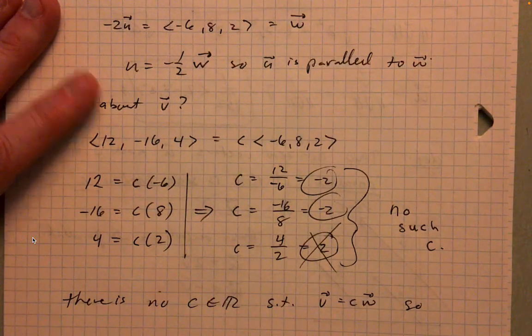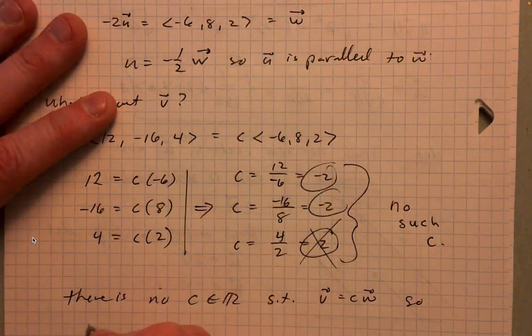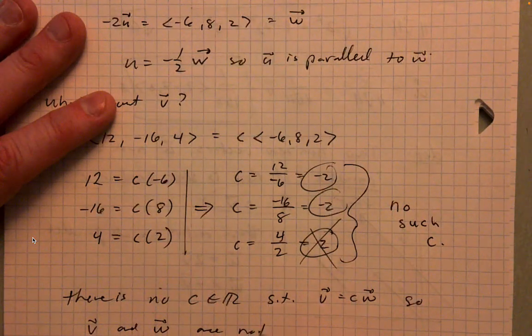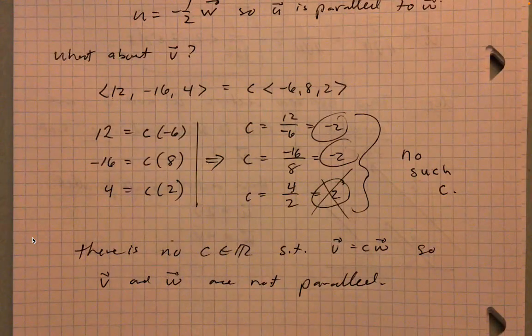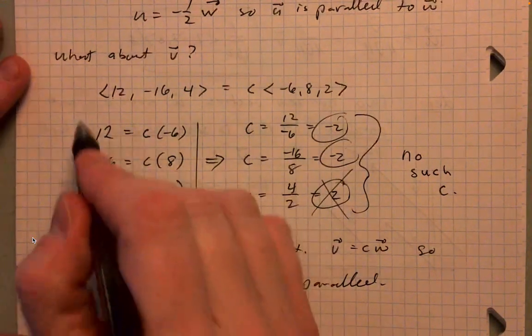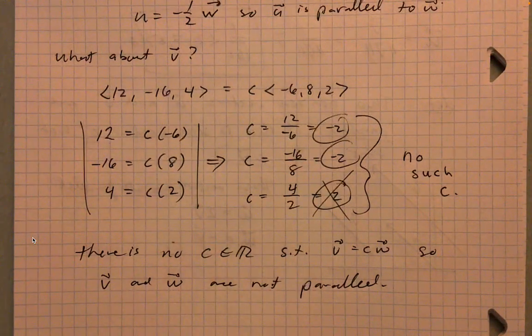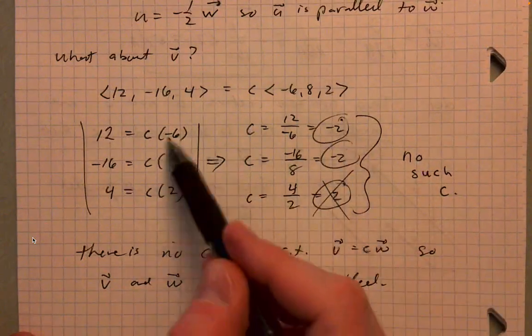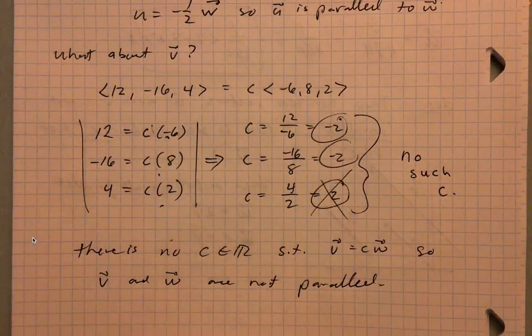So what does that mean? It just means that v and w are not parallel. That's all that means. It's just a quick way to test it. Break it down like this and figure out what c would need to be to make it work. If the requirements are consistent across all three components, great. If not, it doesn't work out. All right, very good.